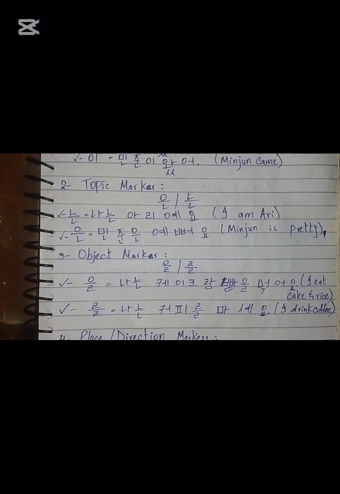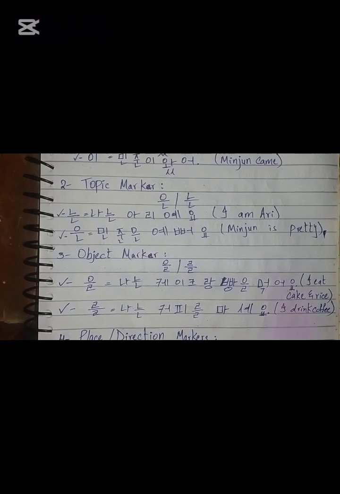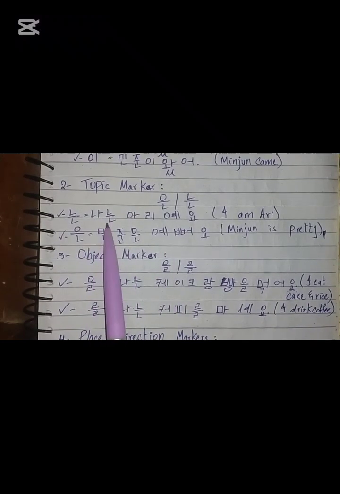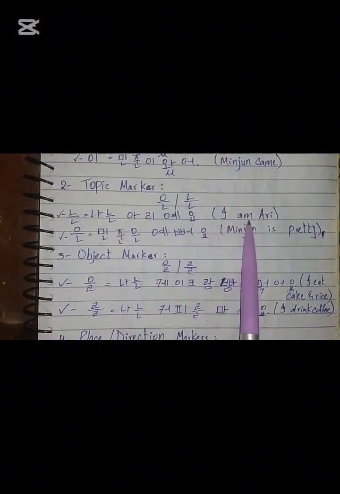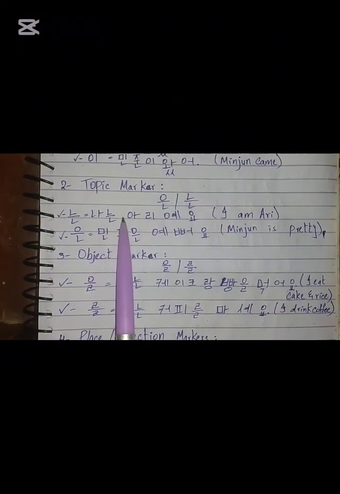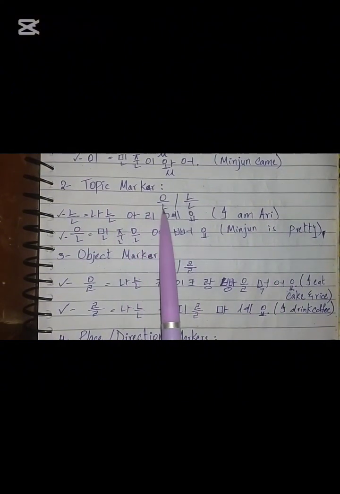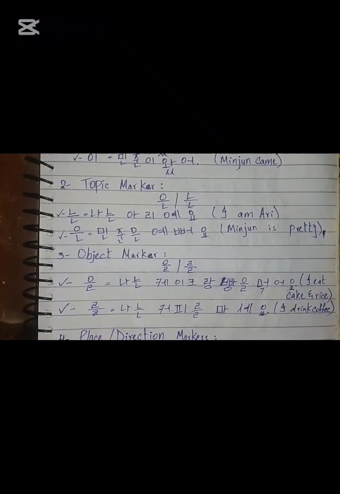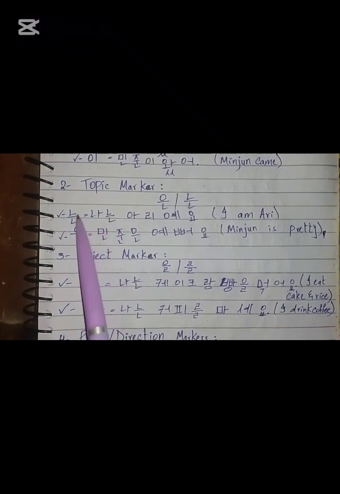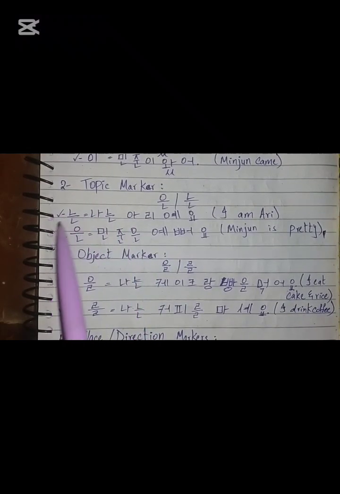First of all, 나는. 나 is basically I. 나는 아리예요, I am Ari. We are using the topic marker because we are putting emphasis on the topic. We're talking about the topic over here. We're not putting emphasis on the subject, even though we're using it with the subject. Obviously it's going to be used with the subject, but here we're talking about the topic.